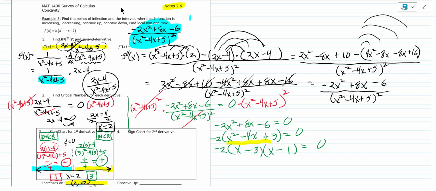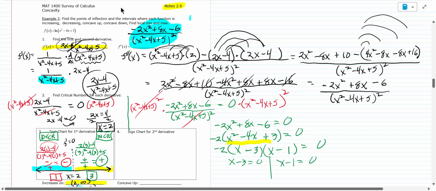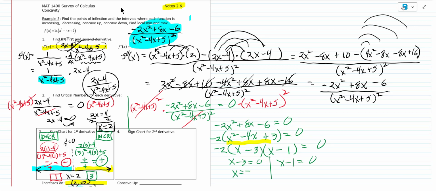3 and 1, right, okay. You don't have to write every single step on your paper. What you're doing is taking those two factors. You don't worry about the negative 2, that's a constant. So you solve that equation, you get x equals 3, and then you get x equals 1, okay?